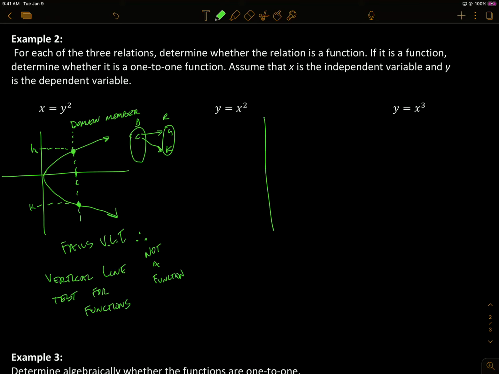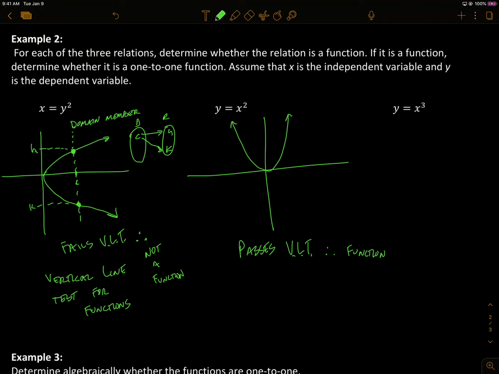Y equals x squared. I don't need Desmos to graph that. I kind of know that that makes a parabola like this. So I can't draw a vertical line anywhere that hits twice. So it is a function. We're going to say it passes the vertical line test. So therefore it's a function.